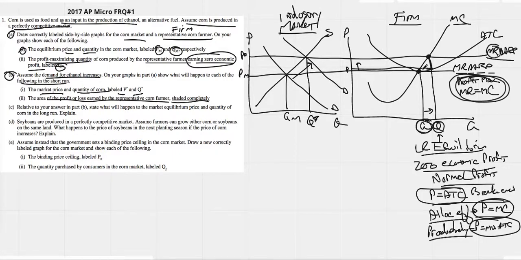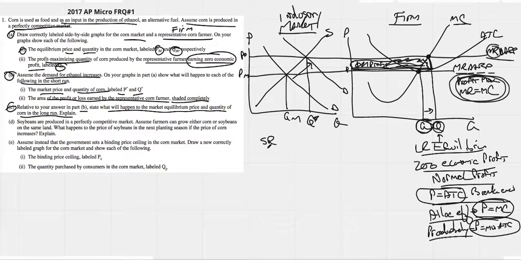I can't draw it perfectly straight, but I would like a perfectly straight line, and it would leave a little bit of gap between that lower Mr. DARP and actually where my ATC is. So this would all be what we call positive economic profits. And if we had it shaded in, make sure you shade it all the way over to there and all the way around so they know you know what you're doing. Oh, I almost went below there. Tricky. All right, so that's my profit, shaded somewhat completely. Relative to your answer in part B, state what will happen to the market equilibrium price and quantity of corn in the long run.